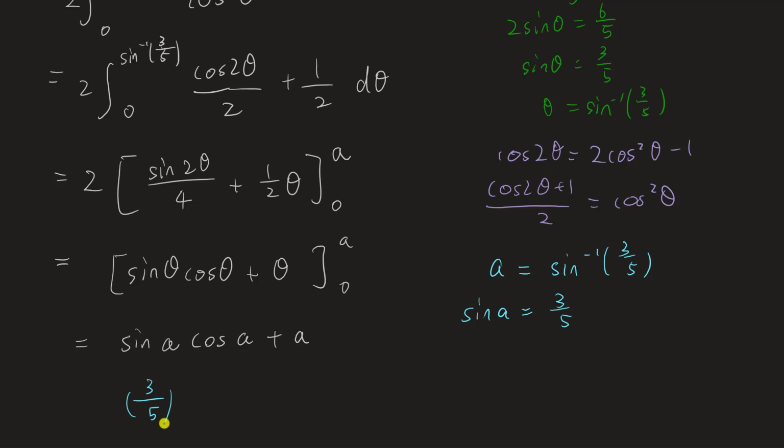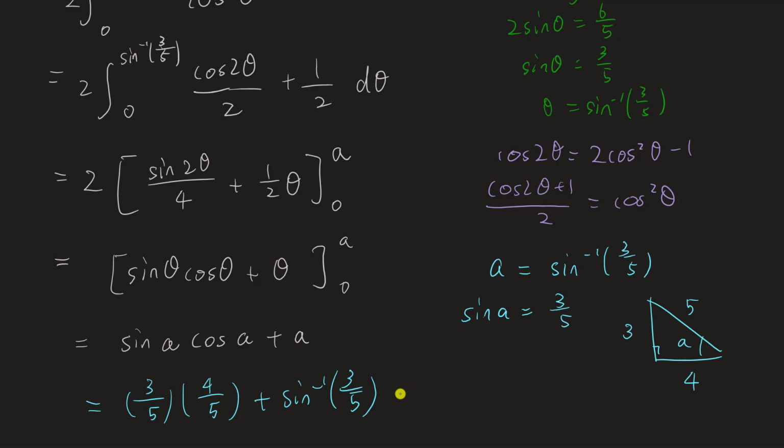What about cosine A? Similarly, like we did previously, draw the triangle. This is angle A, opposite over hypotenuse. That leaves the adjacent length to be 4. So cosine A is simply 4 over 5. And of course, A remains unchanged. It is still sine inverse 3 over 5. Simplifying this will give us what they want, 12 over 25 plus sine inverse 3 over 5.